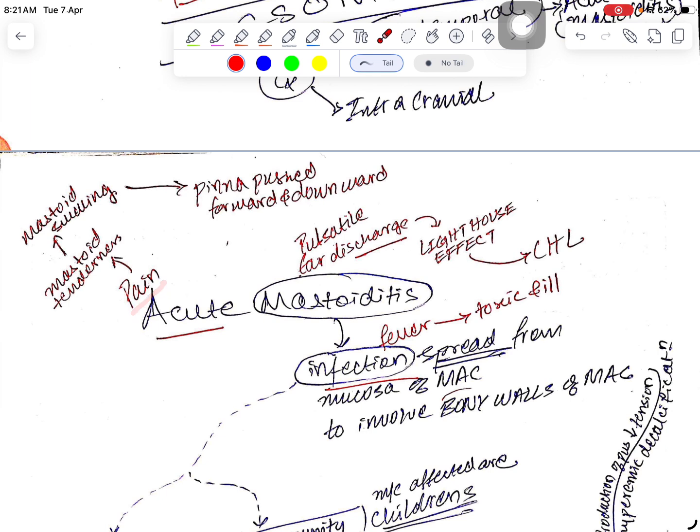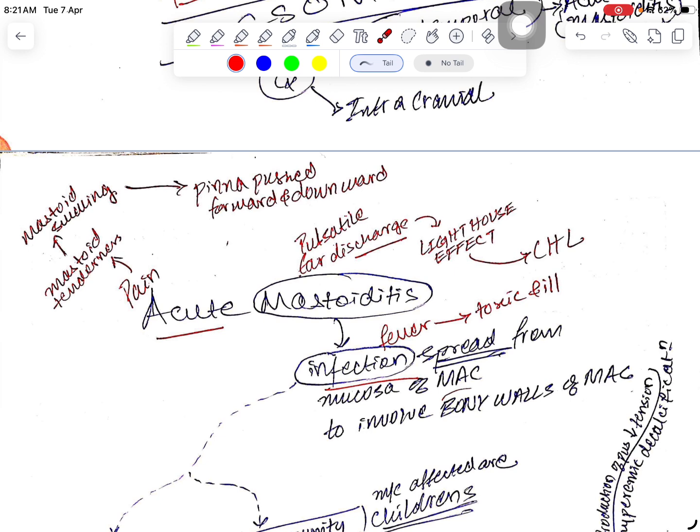Pain is a symptom. Then since there is pain, there can be a mastoid tenderness. If you put your thumb or a finger on the mastoid, then the patient feels tenderness. So that is a sign. Then mastoid swelling is there. Because of this mastoid swelling, the pinna is pushed forwards and downwards.